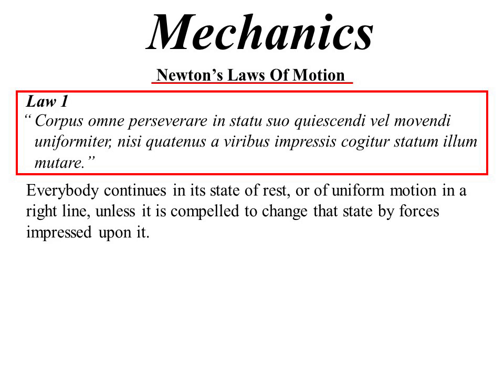Everybody continues in its state of rest or of uniform motion in a right line unless it's compelled to change that state by forces impressed upon it. So basically what it's saying is, if you're standing still, you will remain standing still unless someone pushes you. And if you're moving, you will continue moving unless someone stops you. That's probably the easiest way to explain the first law of motion.